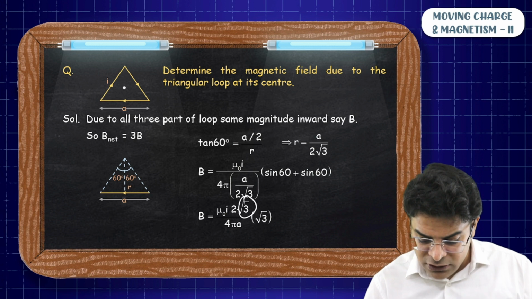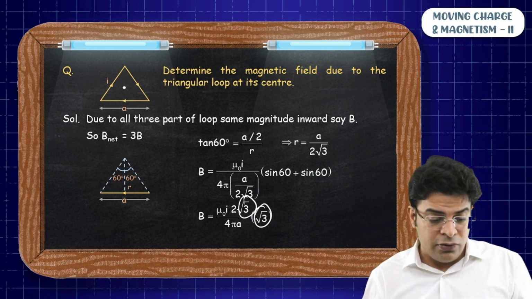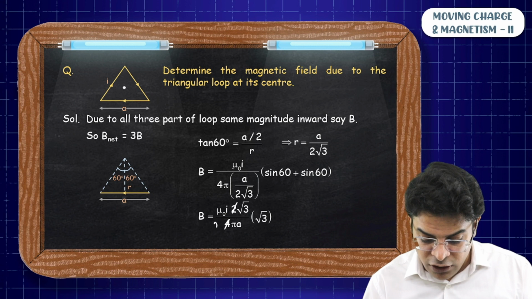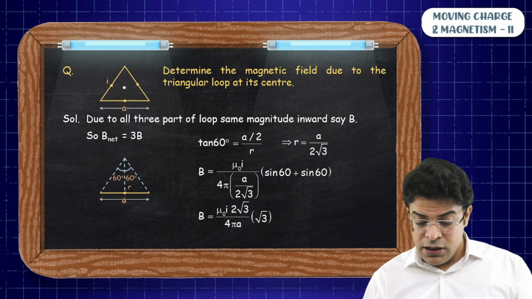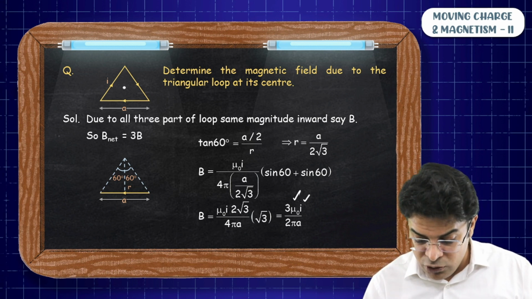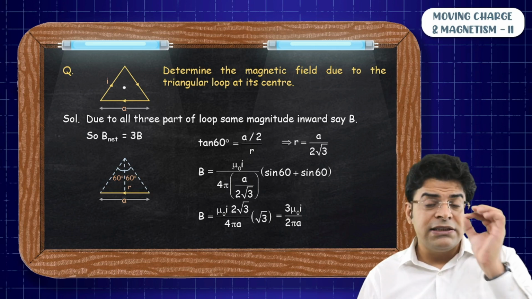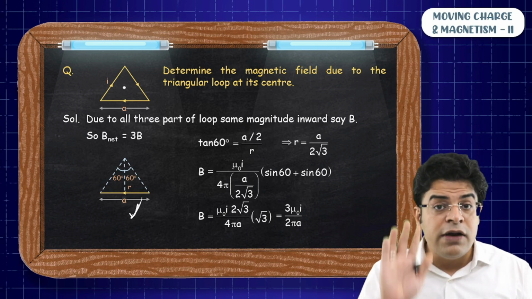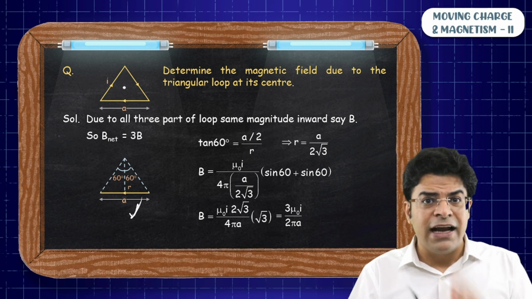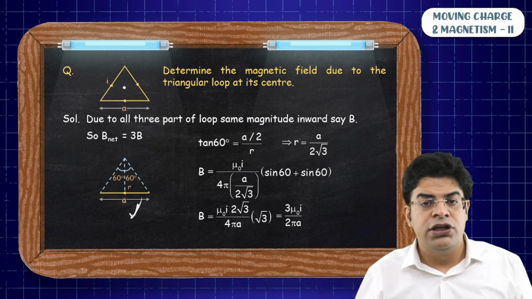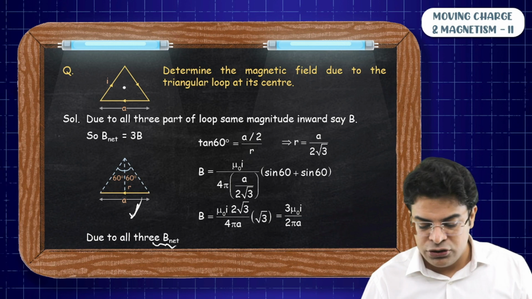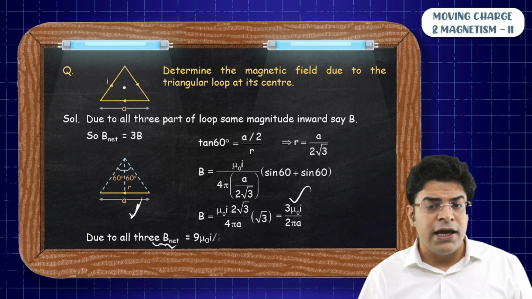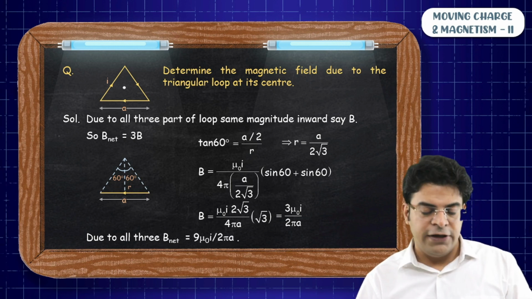Now this root 3 and this root 3 multiply and become a 3. Here you have got a 2, here you have got a 4, so in the denominator you get a 2. So B comes out to be 3 mu naught I by 2 pi a. This is the strength of magnetic field due to only one of the sides. We need to write the net magnetic field, which will be triple of this. So the net magnetic field has to be 3 times 3 mu naught I by 2 pi a. That will be 9 mu naught I by 2 pi a.